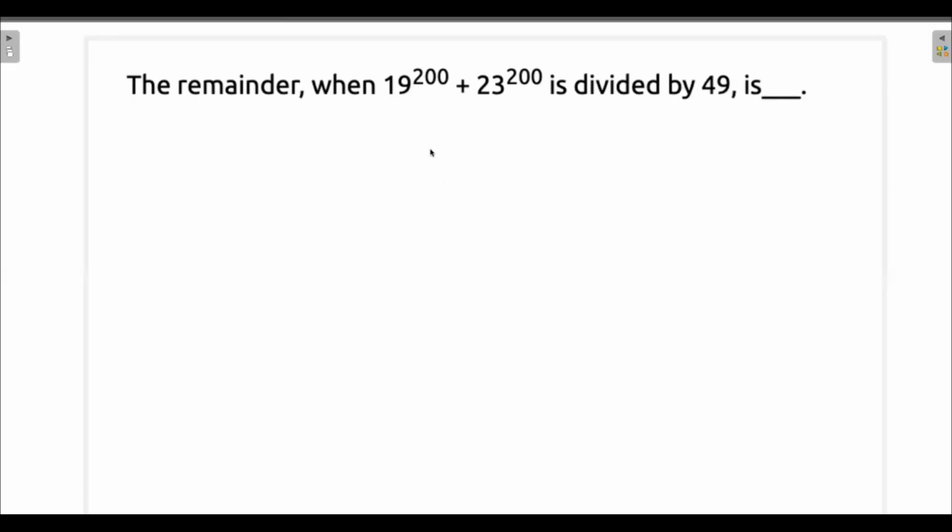So this problem came in JEE Main 2023. In this question, we are asked to find the remainder when this quantity is divided by 49.